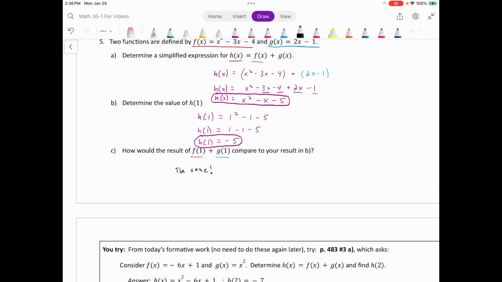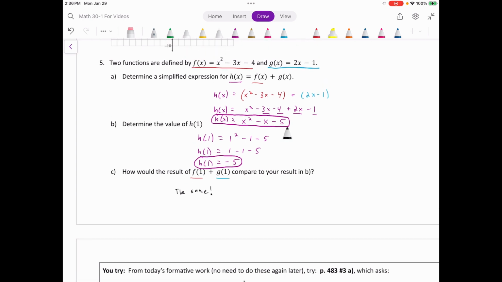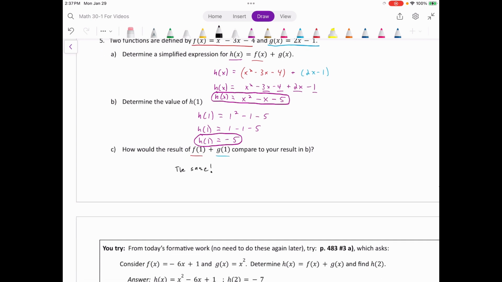Adding the outputs separately should produce the same result as first adding the equations and then inputting a 1 to get our new output, right? It really is just kind of reversing the order. We could figure out the output of this and the output of this and then add them, or we could add them and then input our x to get the output of the combined function. So we did that second option here. Let's just see what would have happened if we had done it the other way.